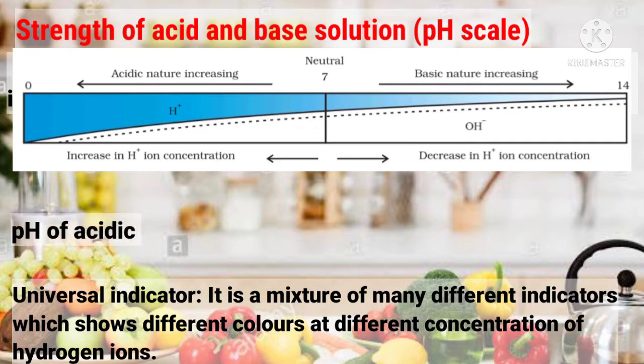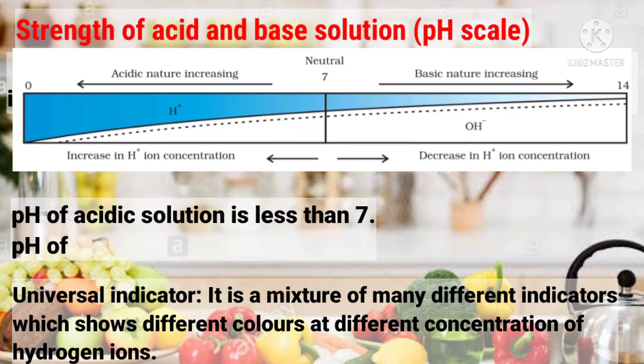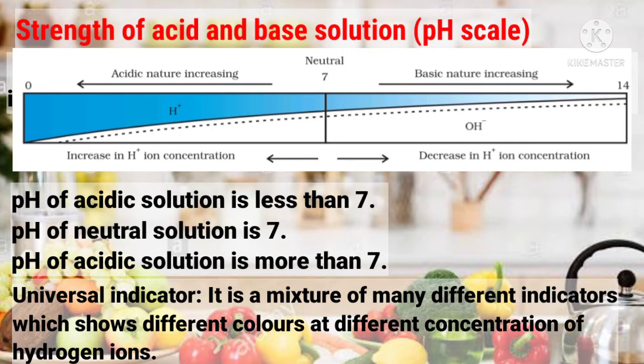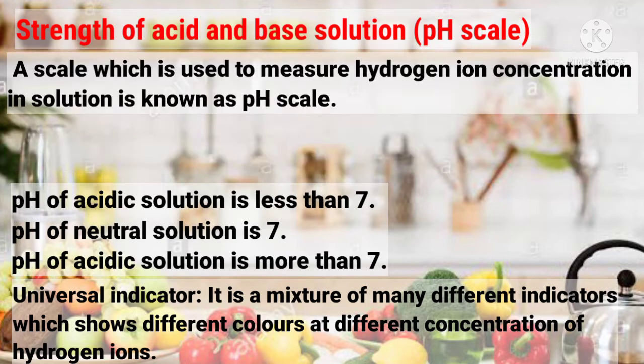Here, if the pH of the solution is less than 7, then we can conclude that the solution is acidic. If the pH of the solution is exactly 7, then the solution is neutral. If the pH of the solution is greater than 7, then we can say that the solution is basic in nature. Universal indicator. Universal indicator is a mixture of all other indicators which gives different colors at different concentrations of hydrogen ions, by which we can find out whether the given solution is acidic or basic.